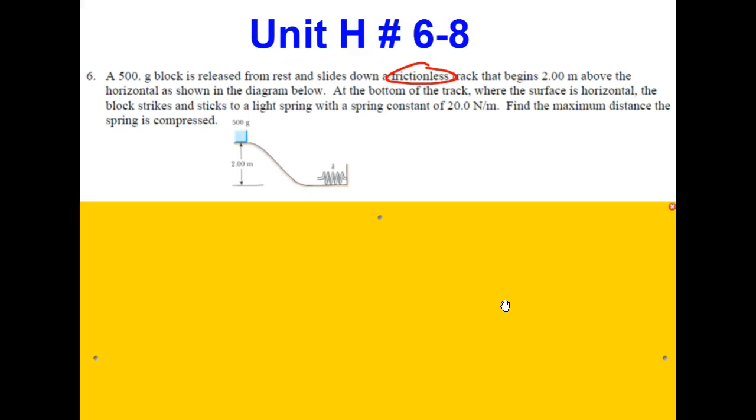Welcome to the solutions to the College Physics Springs and Simple Harmonic Motion problem set, problems number 6 and 7. Let's go ahead and jump in with number 6 here.